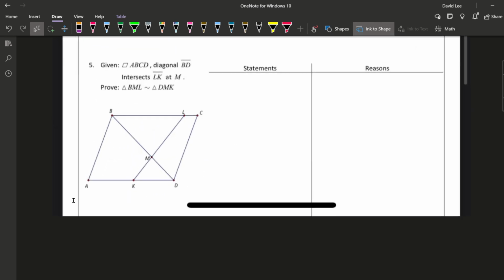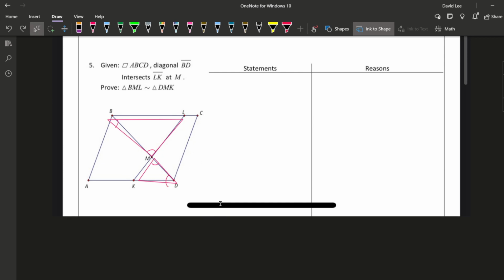Okay, so this last one, number 5, so let's see this. We have parallelogram ABCD, diagonal BD, and yeah, they intersect. And we want to show BML, this triangle right here, is similar to DMK, right? So we have these two are vertical, so they're congruent already. This is part of a parallelogram, so these two sides are parallel, and then this is a transversal, which connects these two. So then this angle should be congruent to this angle. We can also do this one with this one. Yeah, there's a bunch to choose from.